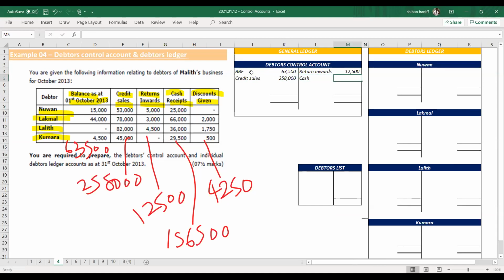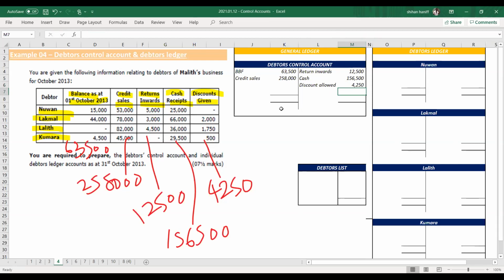Cash 156,500. Discount allowed 4,250. So that's all we have. If you know the format, this is very simple. Then calculate the closing balance. So control account, we will take the total.